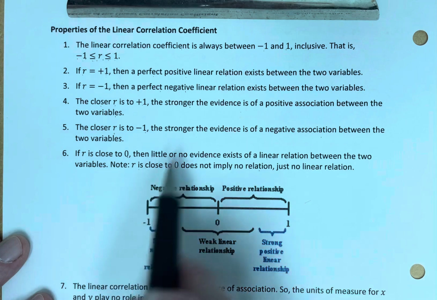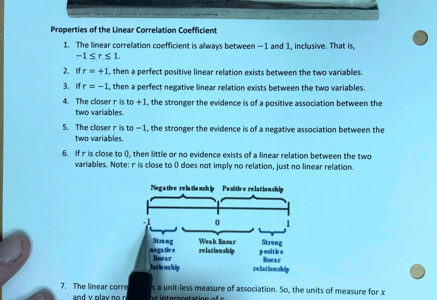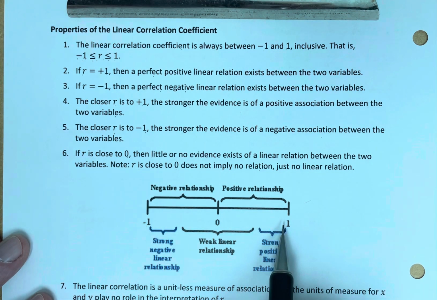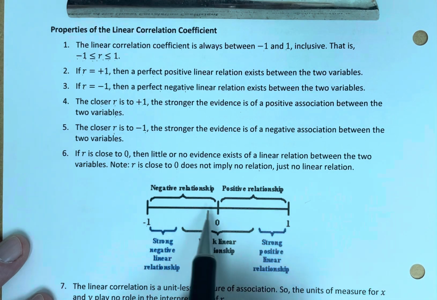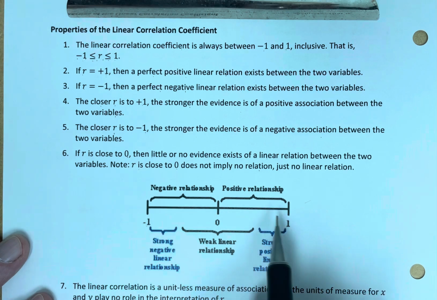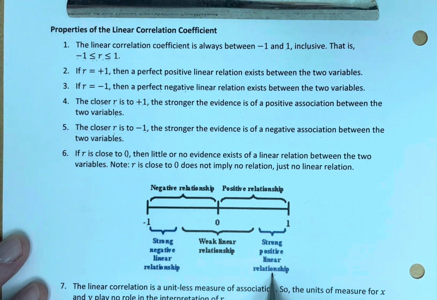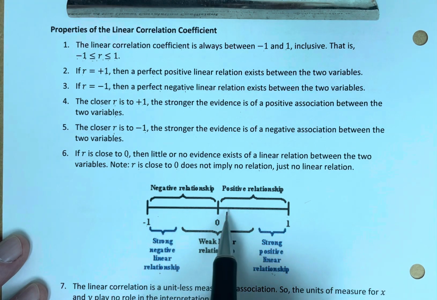And so here's a picture of this stuff. Here is your perfect negative relationship. Here is your perfect positive relationship. Your positive ones are between 0 and 1. Your negative ones are between 0 and -1. As you're closer to +1, you get into a stronger positive linear relation. As you get closer to -1, you're getting stronger and stronger of a negative relationship. And if you're in the 0 vicinity, or if it's exactly 0, there's a weak linear relation.